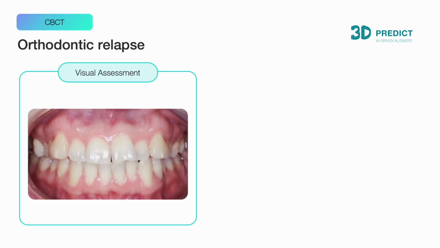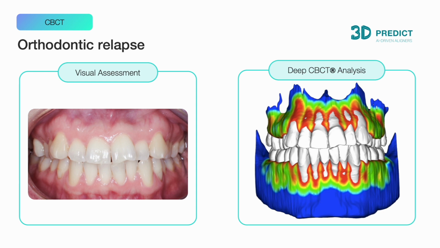Another reason for a CBCT is orthodontic relapse. This example seems like a very straightforward case that could be solved with clear aligners. The gingiva looks relatively healthy, and there are minor recessions. Unfortunately, the CBCT shows a different story.